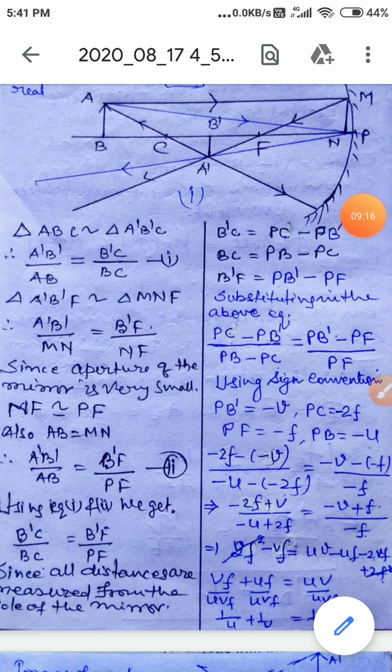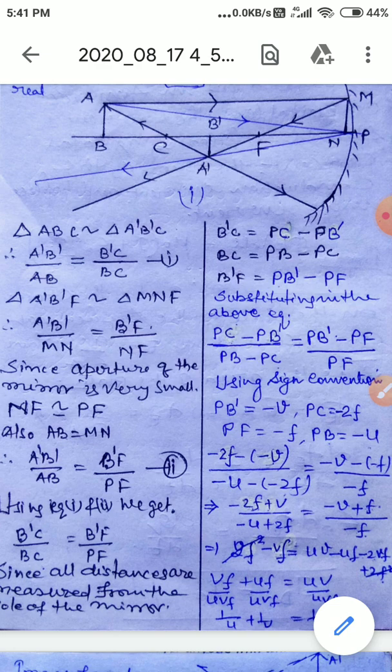Now triangle A dash B dash F is similar to triangle MNF. Therefore we can write A dash B dash by MN is equal to B dash F by NF. Since the aperture of the mirror is very small, NF may be written as equal to PF, and AB is equal to MN. So A dash B dash by AB is equal to B dash F by PF. Now from equations 1 and 2, LHS is the same, so RHS must be equal. So B dash C by BC is equal to B dash F by PF.